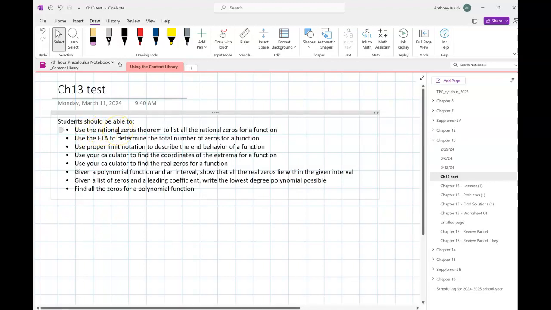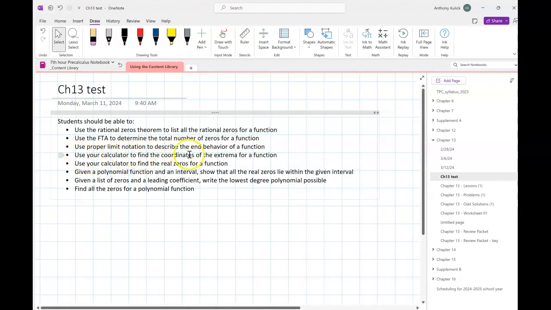You should be able to use the rational zeros theorem to make a list of all the possible rational zeros for a function. So it's the factors of the constant term divided by the factors of the leading coefficient, right? You should be able to use the fundamental theorem of algebra to determine the total number of zeros for a function, just the degree. You should be able to use proper limit notation to describe the end behavior of a function. Just talk about what the left arrow is doing and the right arrow is doing.